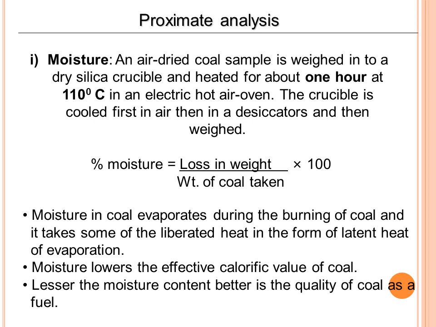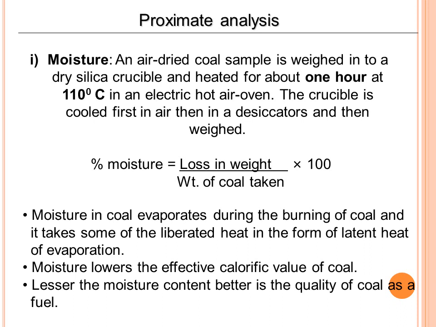So our formula of percentage of moisture will be: percentage of moisture is equal to loss in weight divided by weight of coal taken, into 100. So this will give us the percentage of moisture. Why do we have to analyze the percentage of moisture? What is the significance of this moisture?